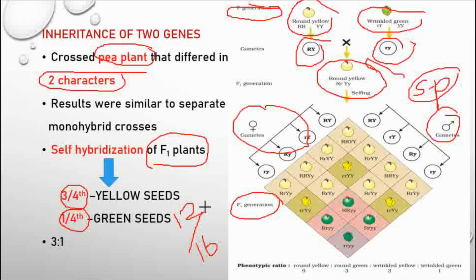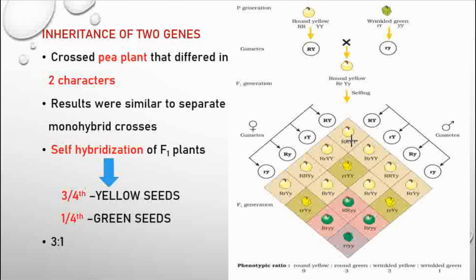So you get 3 by 4. So 3 by 4th of them are yellow among the whole 16. Similarly, green seeds, among 16, how many are green? 4, right? So you get 1 by 4th as green. So that's what they say, 3 by 4th are yellow and 1 by 4th are green. So the same phenotypic ratio is maintained.